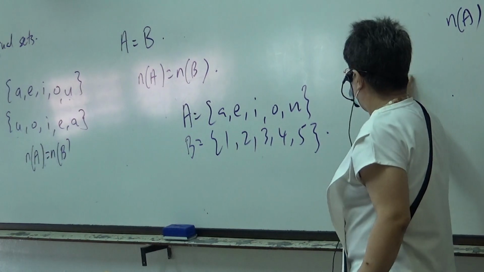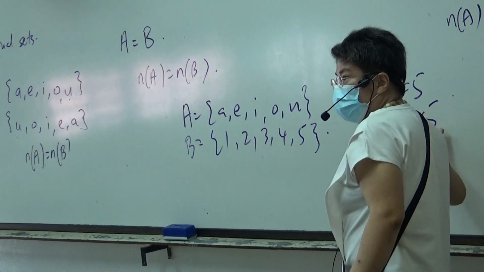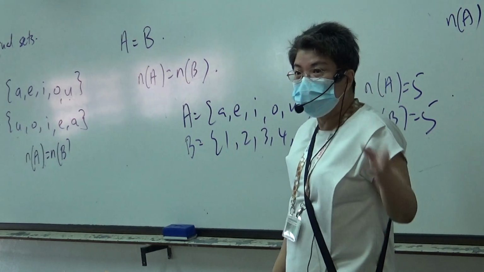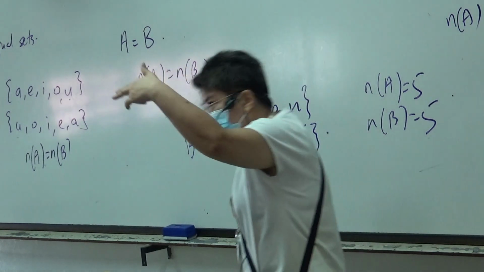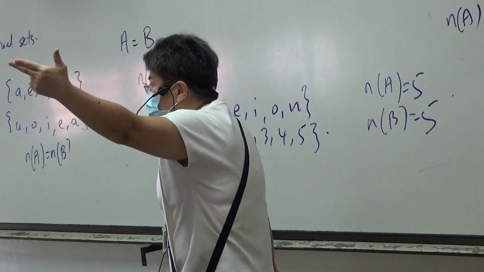What's the number of elements in A? 5, right? What's the number of elements in B? It's also 5. But does it mean that they're equal? No, they're different elements. So for them to be equal, the first thing, of course, the number must be equal first. Then after that, the elements must be equal.